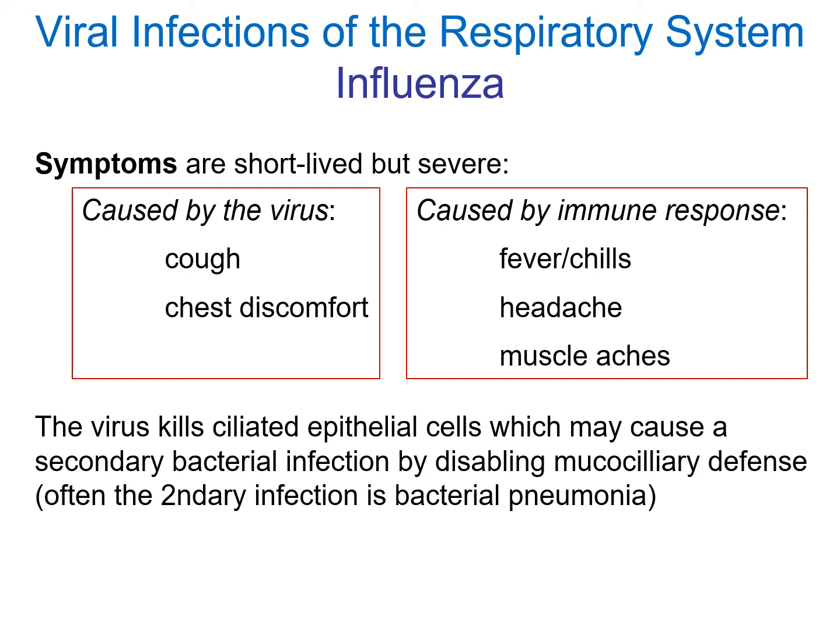So the virus is going to kill ciliated epithelial cells, and that can be a problem because ciliated epithelial cells, of course, are part of that mucociliary elevator. And if we have damage to a lot of those cells, then that makes us susceptible to other infections. So often we can get a secondary bacterial pneumonia infection. So you have a really bad flu, you're no longer able to get that mucus up into your throat and swallow it, and some bacteria that you breathe in actually manage to get down to the alveoli and they cause this secondary infection.